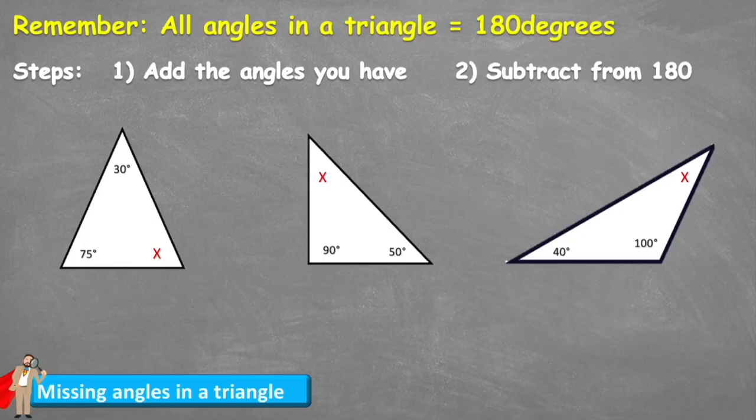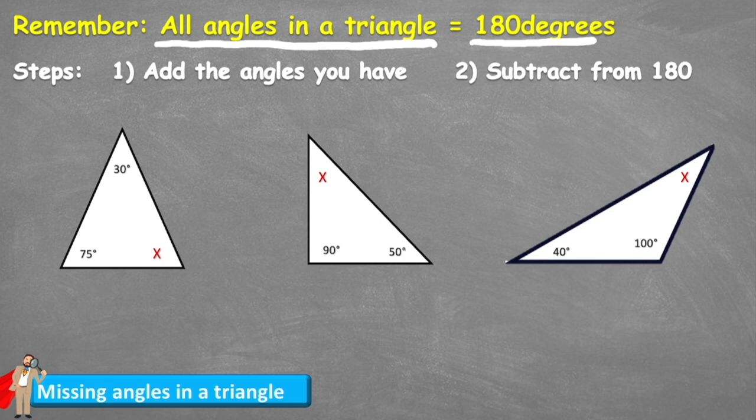So the first thing we need to remember is that all angles in a triangle will equal 180 degrees. It doesn't matter what shape our triangle is. We could have this first shape, second shape, or even this third shape. All of the angles inside these triangles will equal 180 degrees. And it kind of makes sense, doesn't it? Because as we open an angle like this one down here, we're going to be closing other angles. So together they all stay 180 degrees.